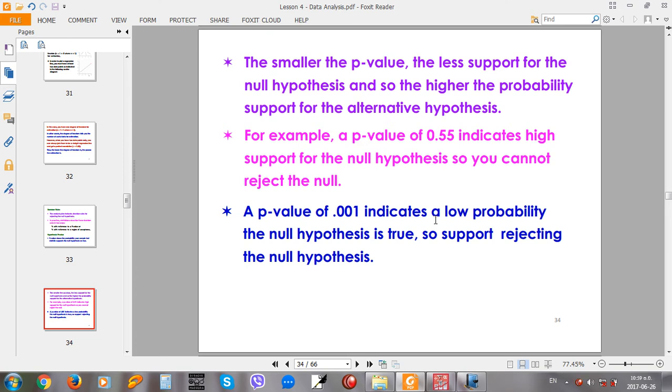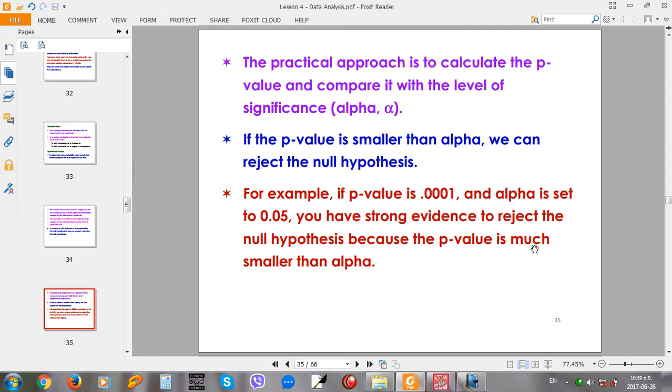Also, if the p-value is less than 0.01, there is a low probability that the null hypothesis is true, so this supports rejecting the null hypothesis. If the p-value is less than 0.05, we can reject the null hypothesis. The practical approach is to calculate the p-value and compare it with the level of significance. The level of significance is given in the question. If it is 95%, then the alpha value is taken as 0.05.